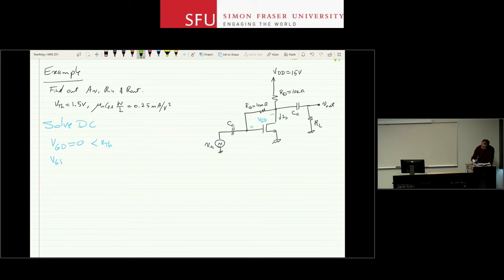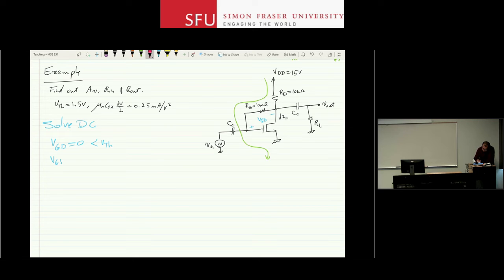Write a KVL in this loop. So I go around this device and go to ground. Note that I do not take this path. This is another path. I can go from here to ground. So in that case, I say VDD is equal to the voltage drop across RD plus VDS, but VDS is an unknown. It's a voltage drop across a current source if the device is in active region. I don't have anything that tells me VDS for a current source. So I take the alternative route and go through VGS.